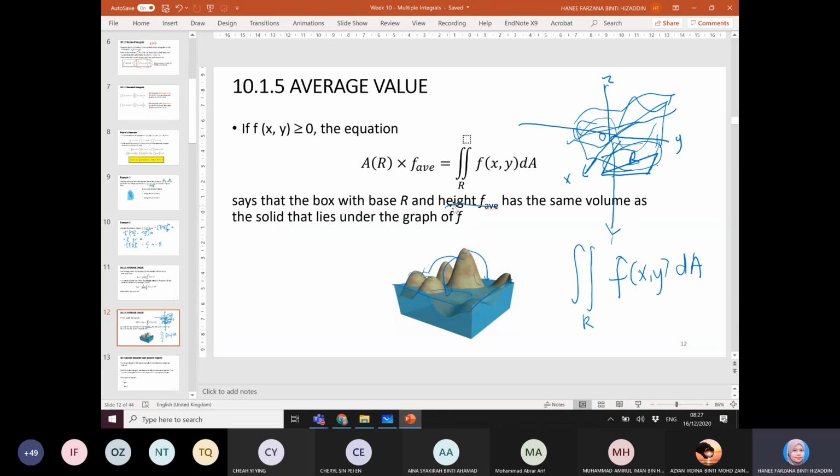So just bear in mind this average value. Why do you need to know the average value? It is so that you know what the height would be of any other solid that would have the same volume as this function if it were to lie above the region R but with a different function f.